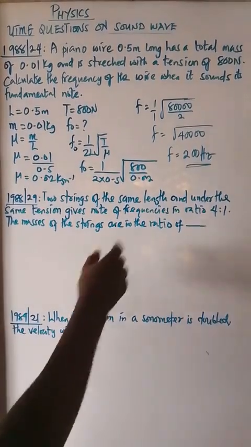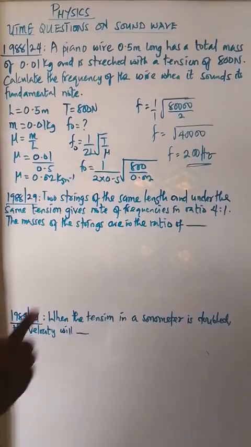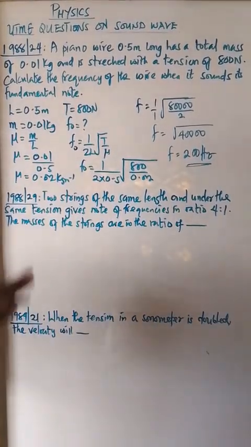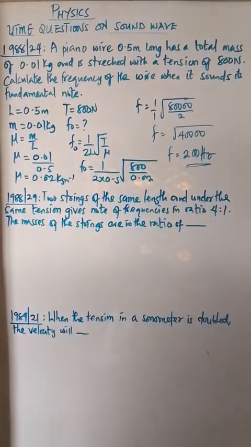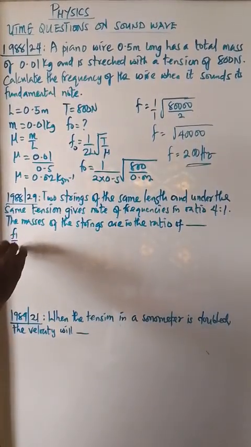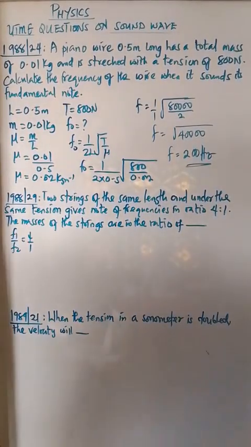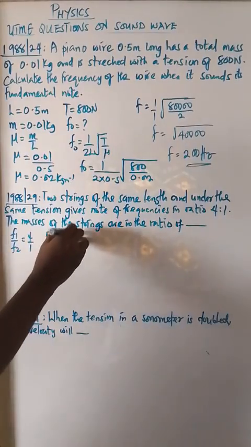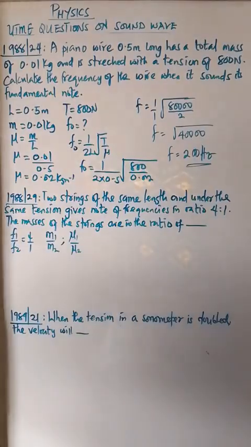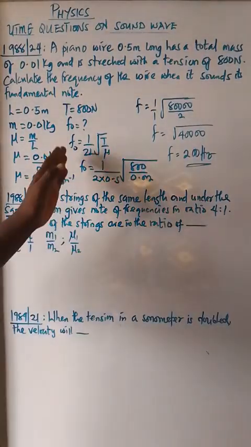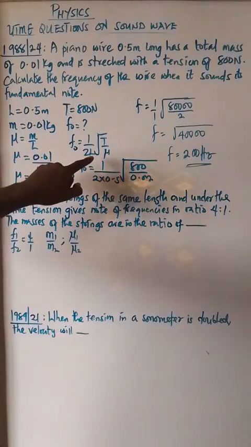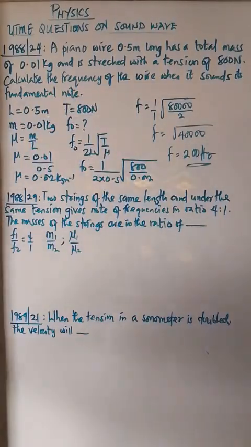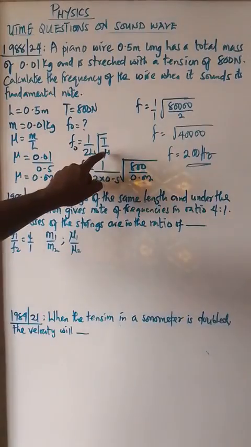Two strings of the same length, it means length is constant, under the same tension, so tension is constant, give notes of frequency ratio 4:1. So you can say the frequency of the first one to the second one is 4 over 1. We want the ratio of the masses of the strings, m1 over m2, or better still, mu1 over mu2, because the length will be the same and will cancel out. So in this question, the length is constant and tension is constant, so we are relating frequency to the mass per unit length.